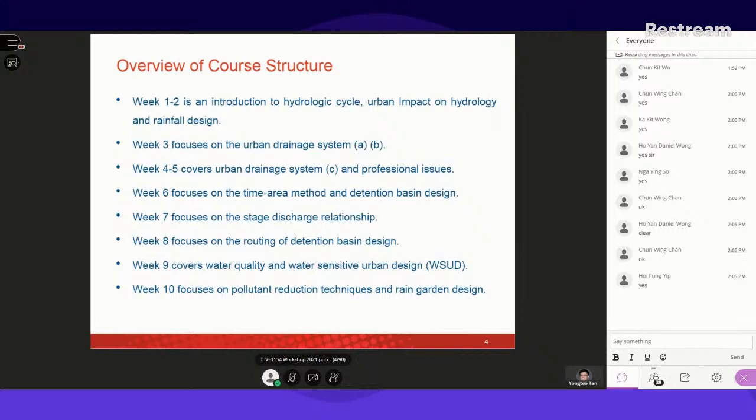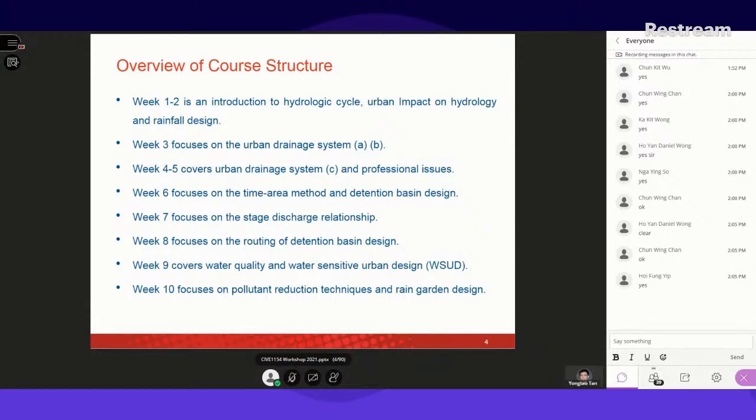Normally the runoff from the catchment, especially an impervious catchment, includes different pollutants. So how do we make sure of the quality of the water before releasing it to the receiving body, such as rivers or the ocean? And the last week is about pollution reduction techniques and rain garden design, which means how to reduce the pollutants in the runoff and also how to design the rain garden.